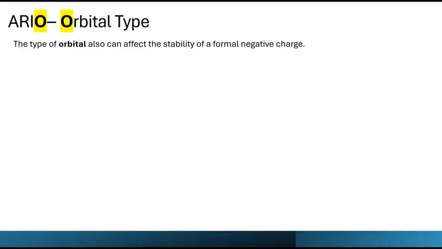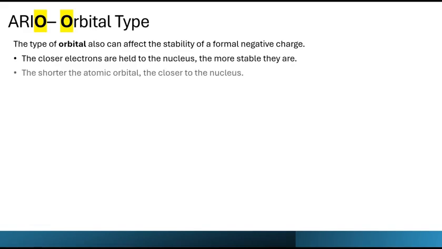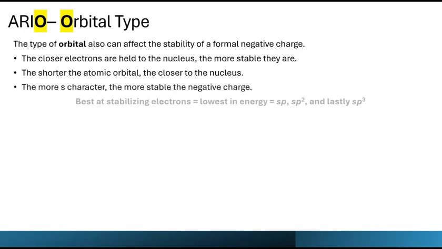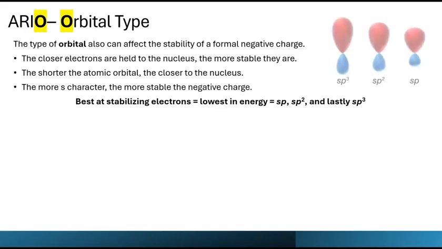Now let's consider the O, orbital type. The type of orbital also can affect the stability of a formal negative charge. The closer the electrons are held to the nucleus, the more stable they are. The shorter the atomic orbital, the closer to the nucleus. The more S character, the more stable the negative charge. Best at stabilizing electrons will be the lowest in energy, sp, and lastly sp3.